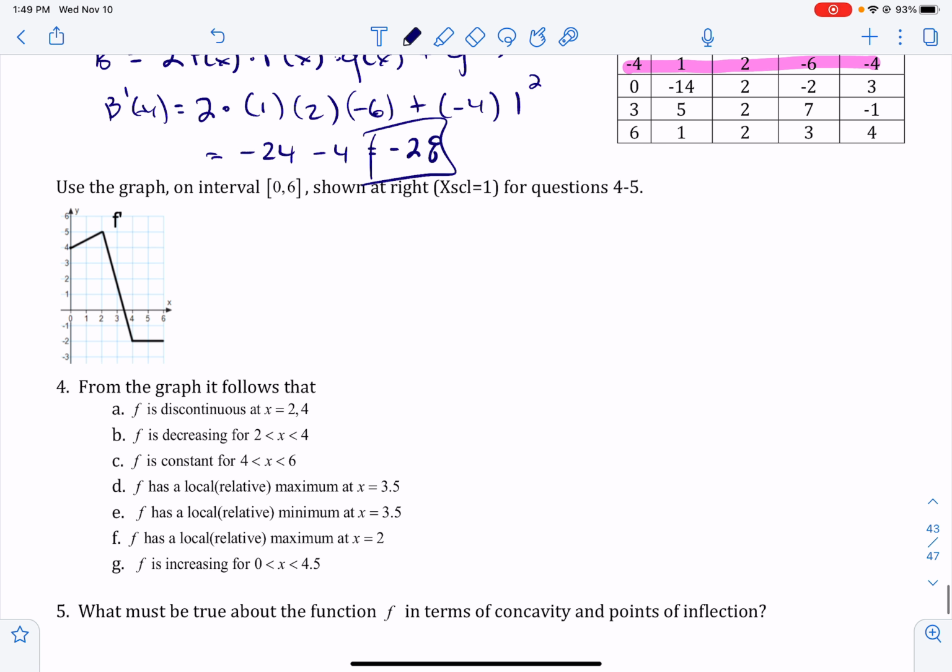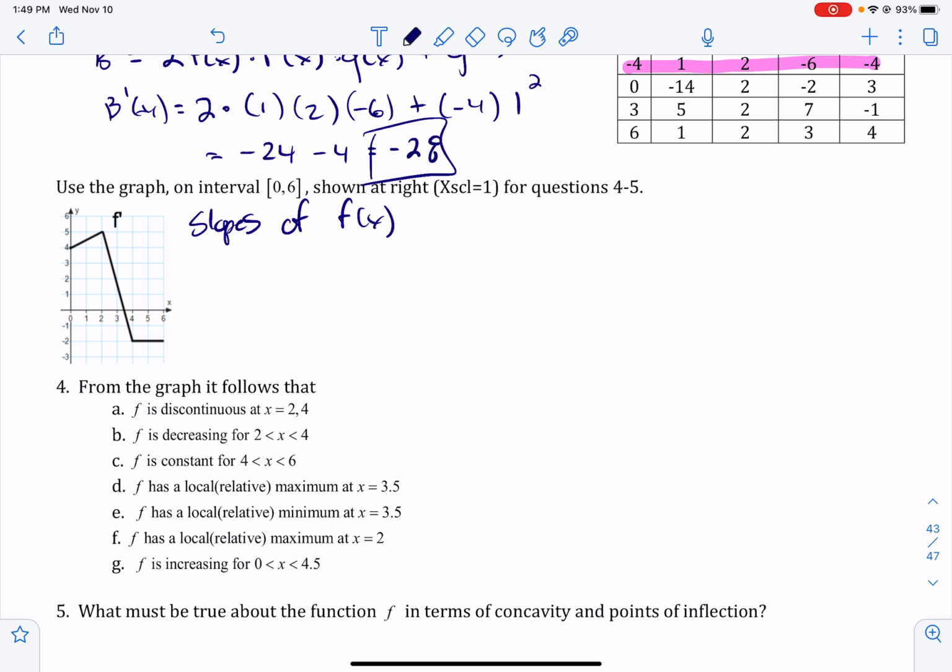Okay, number 4, it wants us to use the graph above. We're going from 0 to 6, and I'm going to use this to answer some true and false questions. First thing I need to keep in mind, this graph is my derivative graph. So this represents the slopes of f. This graph gives me my slopes of f of x. This is not a graph of f, this is a graph of f prime.